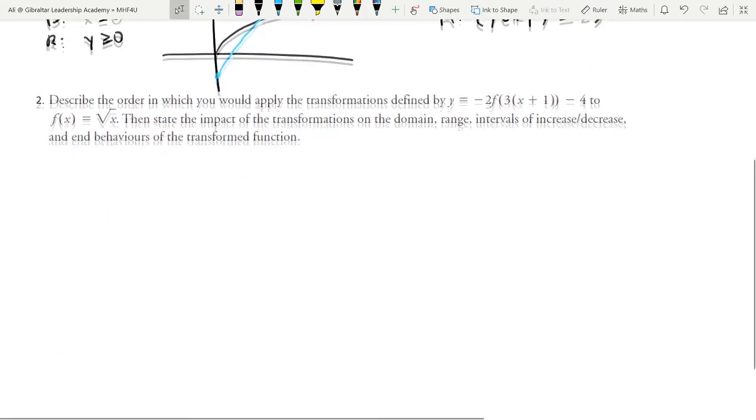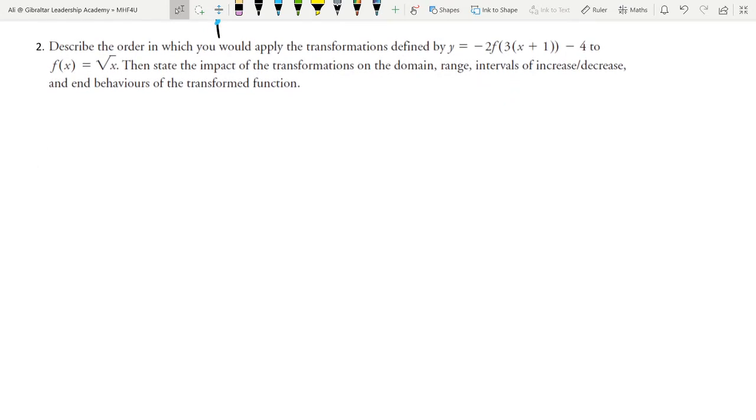Let's now look at the second example. Describe the order in which you would apply the transformations defined by y equals negative 2 f of 3x plus 1 minus 4 to f of x equals root x. Then state the impact of the transformations on the domain, range, intervals of increase and decrease, and end behaviors of the transformed function. So we have this as our parent function, and these are the transformations that are happening.